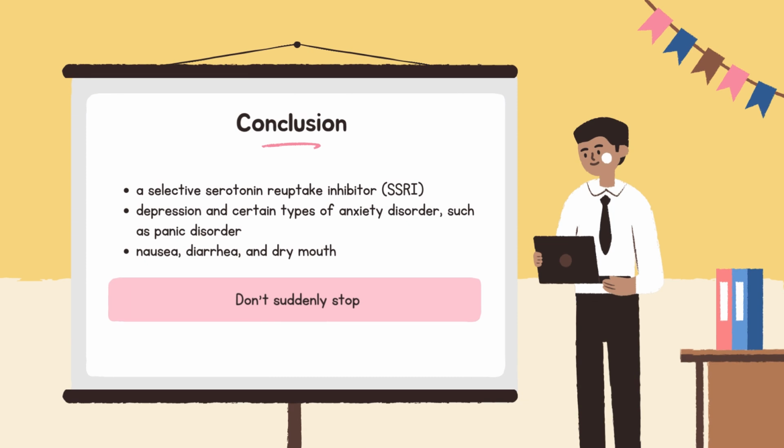It's used to treat different mental health conditions, including depression and certain types of anxiety disorder, such as panic disorder. It's typically taken by mouth once per day. This medication is available as both a tablet and liquid. Common side effects of sertraline, Zoloft, include nausea, diarrhea, and dry mouth. It's best to avoid alcohol while taking sertraline, Zoloft, because this combination can worsen side effects of sertraline, Zoloft.